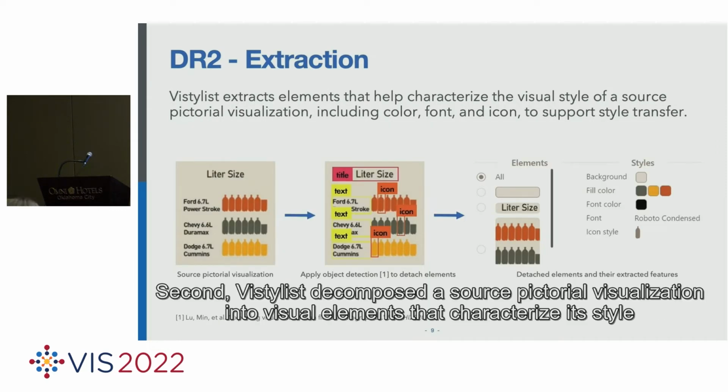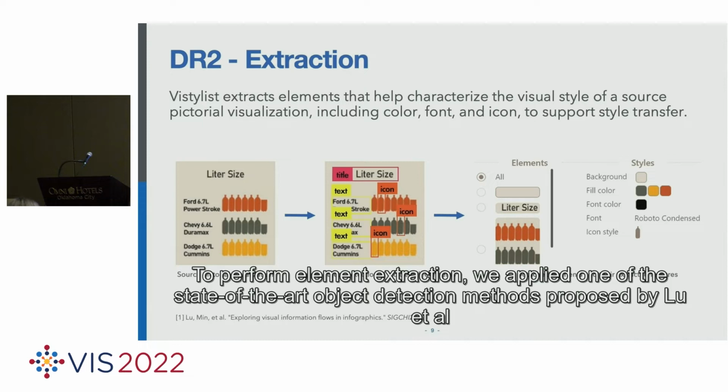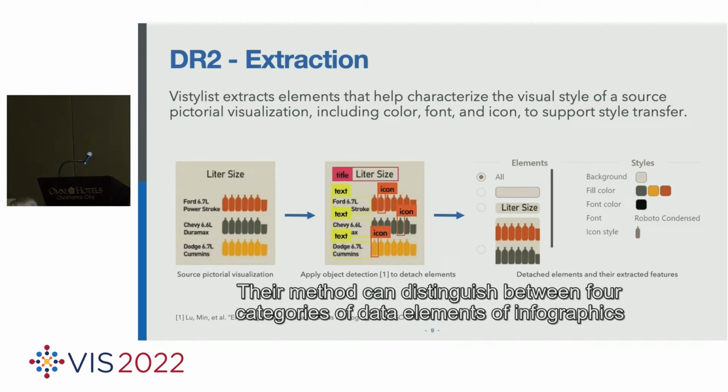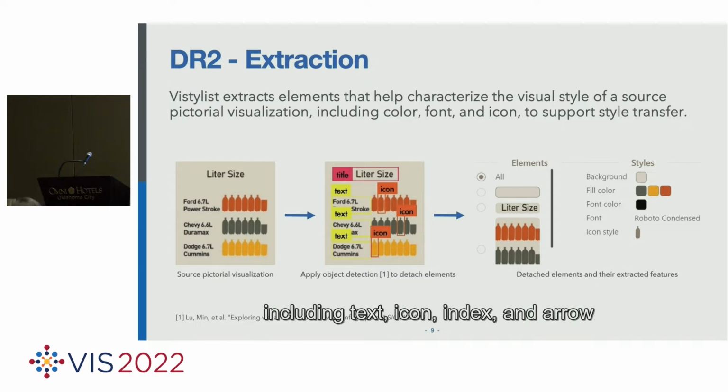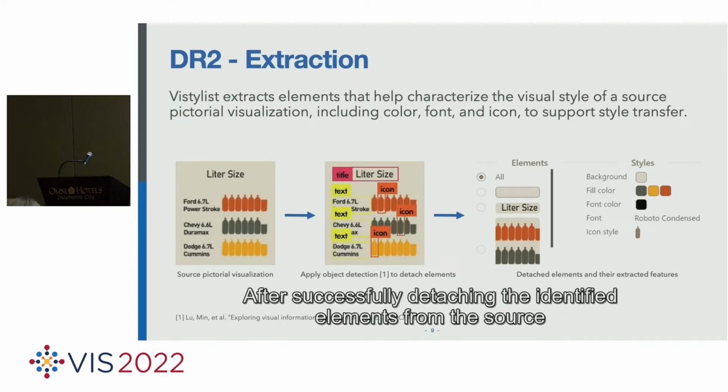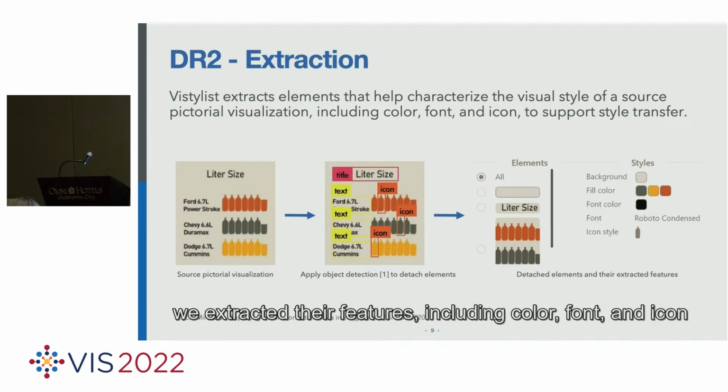Second, vStylist decomposed a source pictorial visualization into visual elements that characterize its style. To perform element extraction, we applied one of the state-of-the-art object detection methods proposed by Liu et al. Their method can distinguish between 4 categories of data elements of infographics, including text, icon, indexed, and arrow. After successfully detaching the identified elements from the source, we extracted their features, including color, font, and icon.